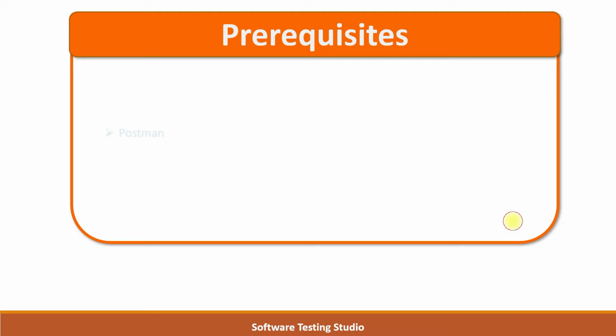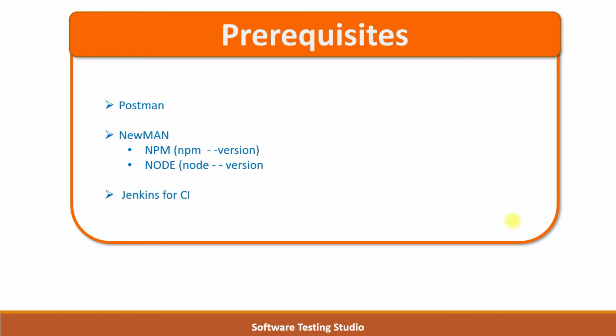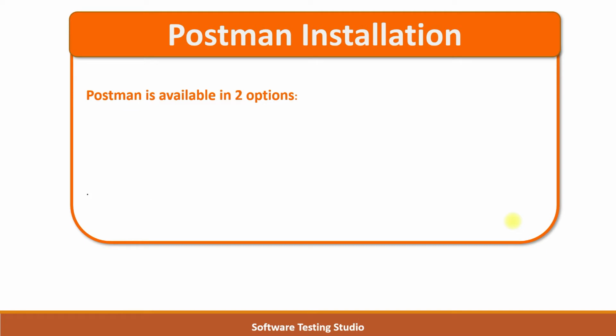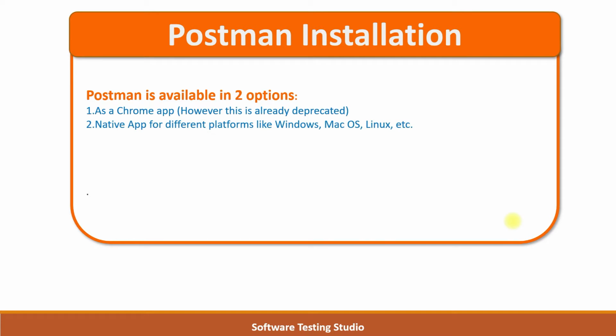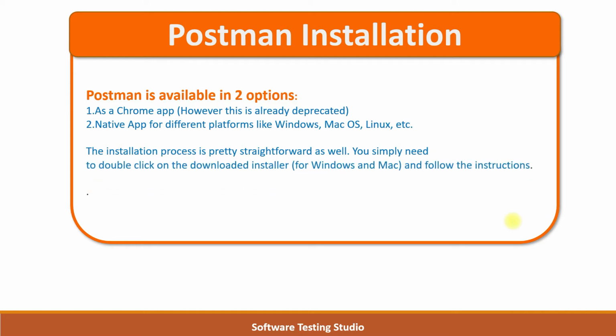What are the prerequisites? Obviously, you need to install Postman, Newman, which also needs NPM and Node, and Jenkins for continuous integration. Regarding the installation, there are two options: as a Chrome app, but this has already been deprecated, or as a native app for different platforms like Windows, Mac OS, Linux, etc. The installation process is pretty straightforward. You simply need to double click on the downloaded installer and follow the instructions.